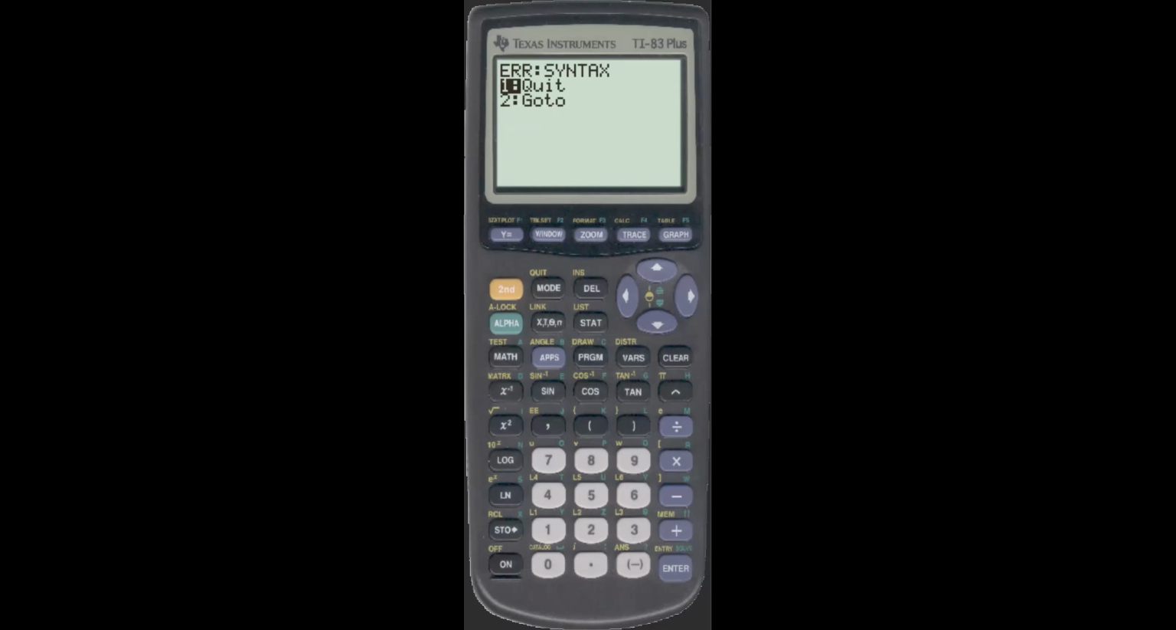Okay, maybe you saw that's error syntax. Now, instead of hitting quit, it's trying to help you. If you hit the go to button and hit enter, it's going to take you to where it says there's a problem right there. And that might help you say, oh yeah, I put a minus instead of a subtraction. On mine right now, it only says quit. It doesn't even have the go to.